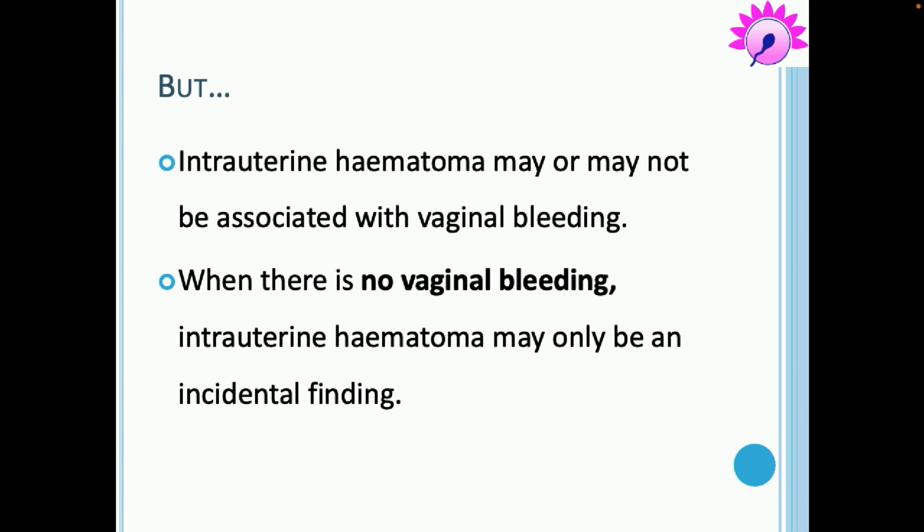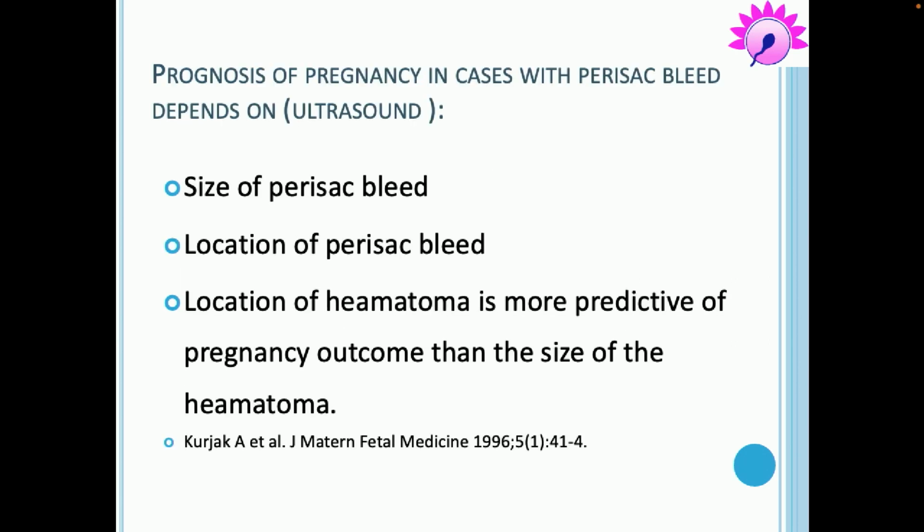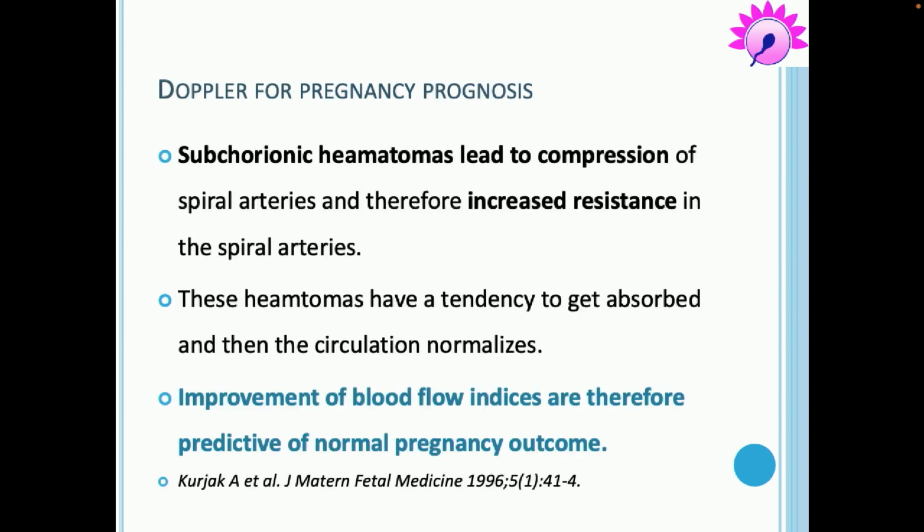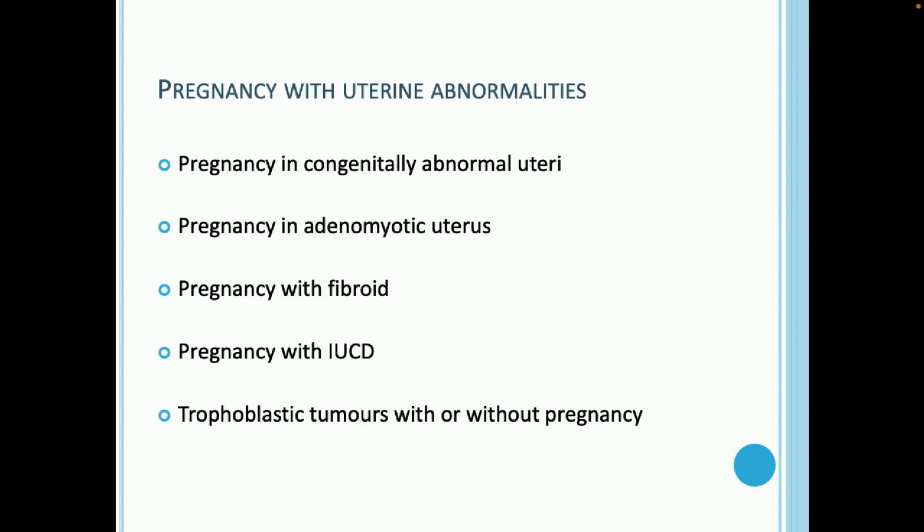Intrauterine hematoma, that is what we discussed already. Now coming to the prognosis of the pregnancy in cases with perisac bleed, I have already told you size and location of the hematoma are the two important things. We have discussed this already, so let's go further.